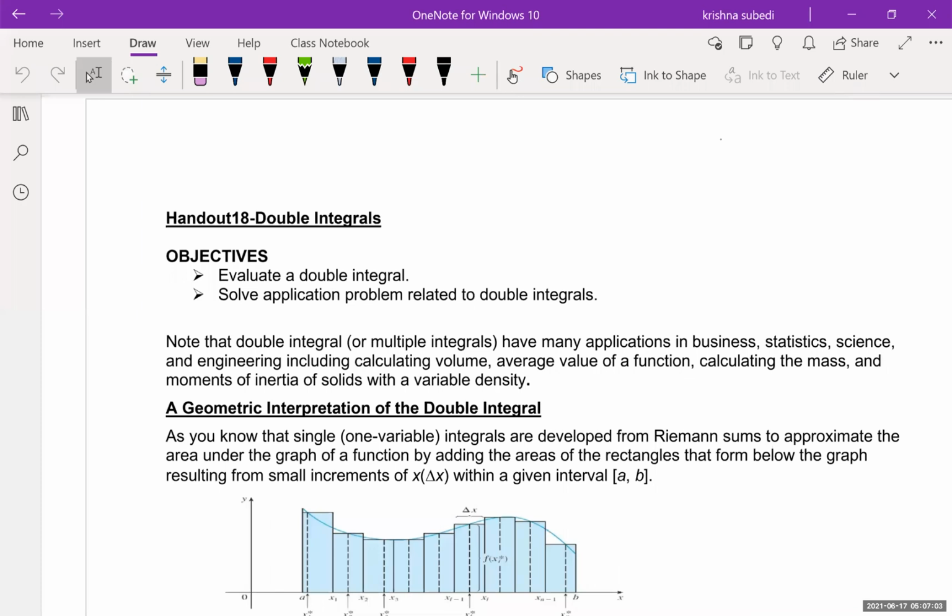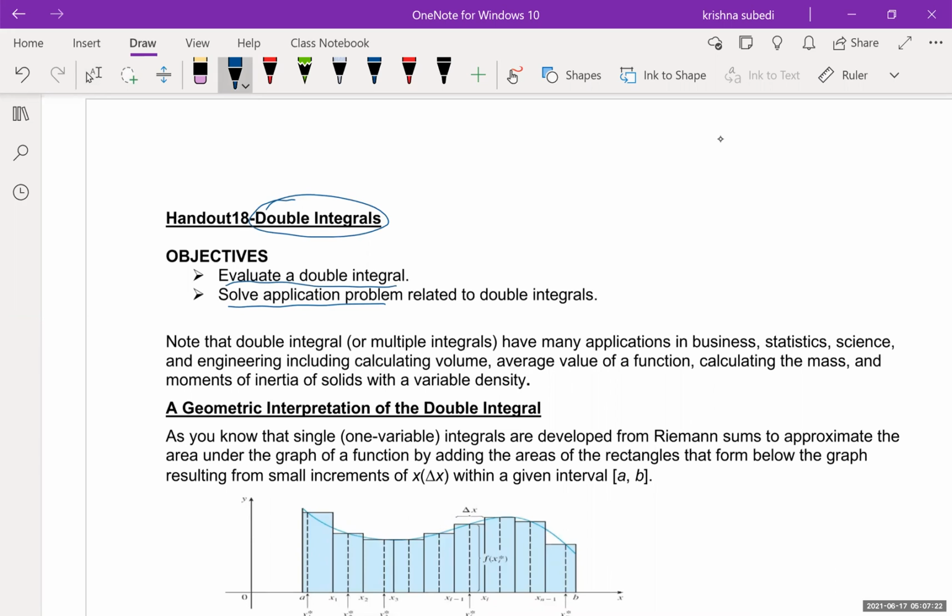Today, in this lesson, we'll focus our attention on double integrals. Okay, so here is the goal. By the end of the class, you should be able to evaluate a double integral and solve application problems related to double integrals.